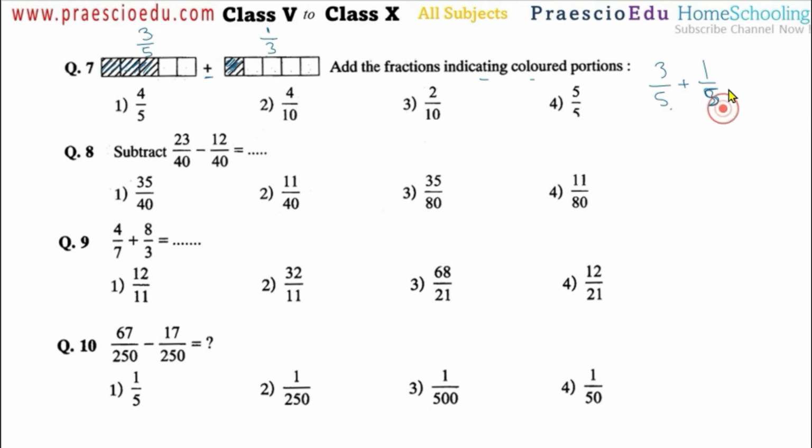The denominators are the same, so this is a like fraction, so keep the denominator as it is, 5. 3 plus 1 is 4, so 4 by 5. 4 by 5 means option number 1 is the correct one.